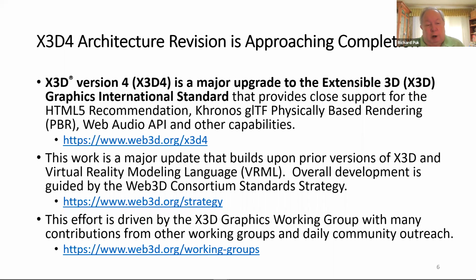People might be interested in knowing the reason why we changed the name from Vermal to X3D. That was because in order to enhance future growth, we came up with splitting the representation of the scene from the definition of the elements of the scene. So we call the definition of the elements the abstract specification, and that's what X3D Part 1 is all about.